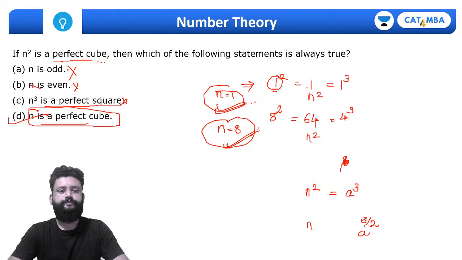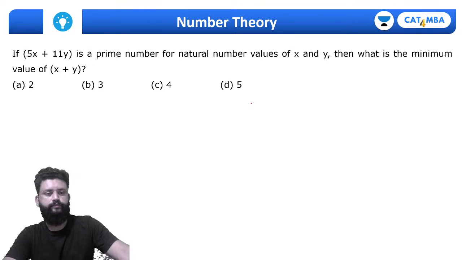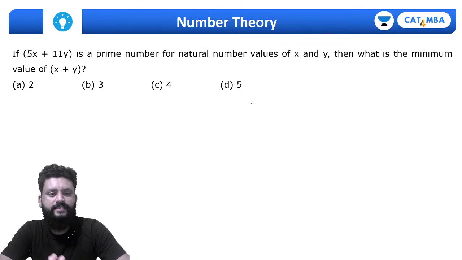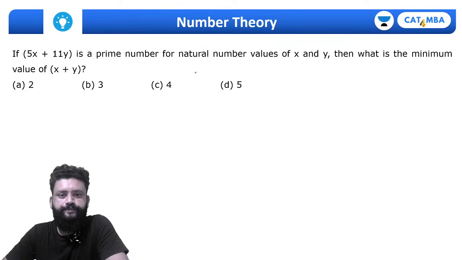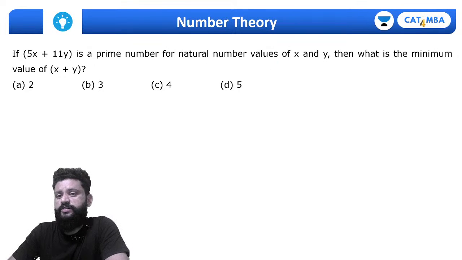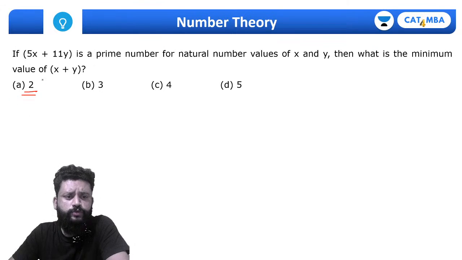Okay, let's move to the next thing. You can try if you want to try. Quickly try it, guys. If 5x plus 11y is a prime number, for natural number values of x and y, then what is the minimum value of x plus y? Can it be 1? Can it be 2?